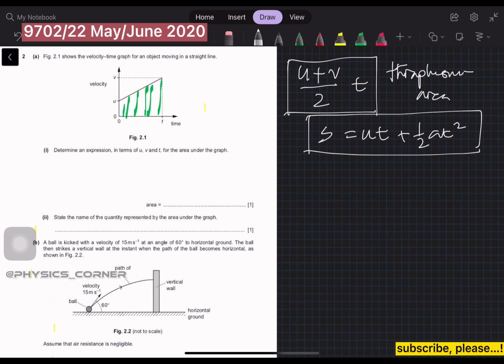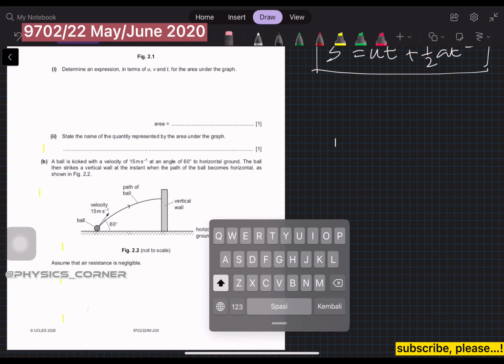State the name of the quantity represented by the area under the graph. Oh, this is displacement.